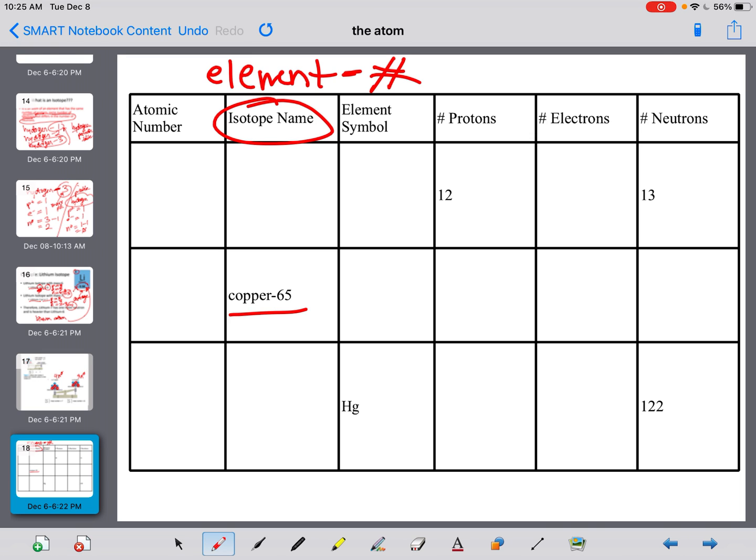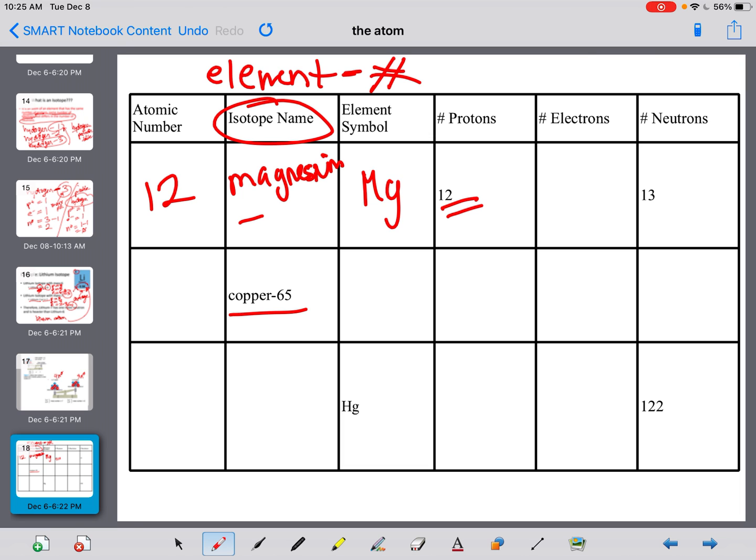All right, so let's see how you did. So remember that the number of protons is unique for each element. So if you look on the periodic table, the element that has 12 protons is magnesium. So the atomic number here is 12. So the element symbol is Mg. So the isotope name would be magnesium.